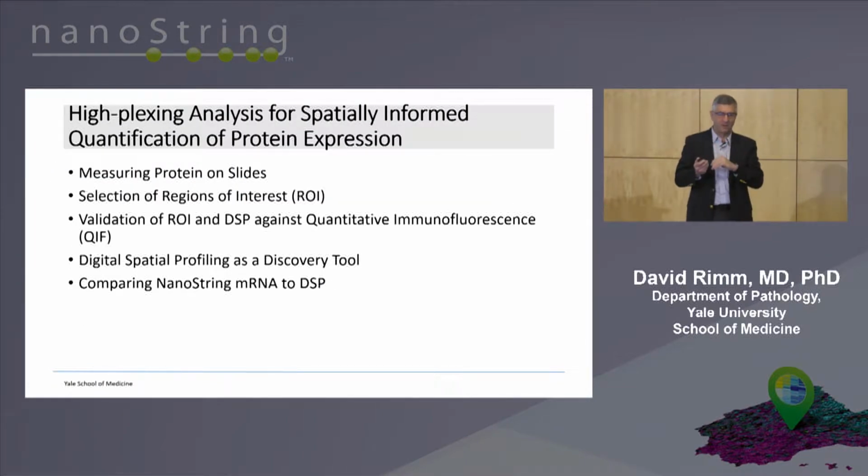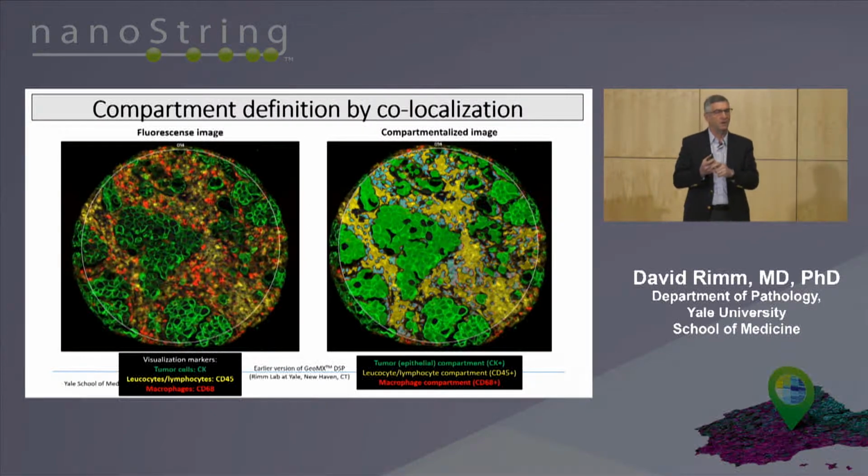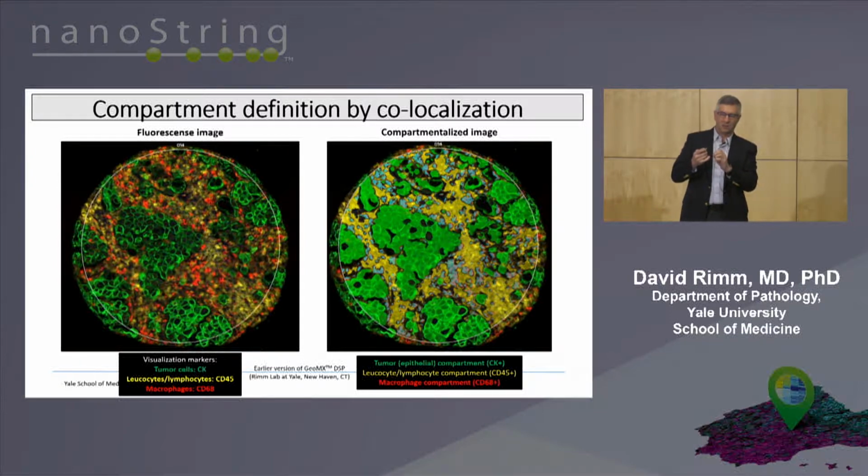So now I want to talk about the actual experiment that we did with the co-localization. And this shows in higher power the compartments that we defined. You can see the image on the left, which is just a multiplex fluorescence image, but then you can see the compartments that were actually sipped up in the image on the right.